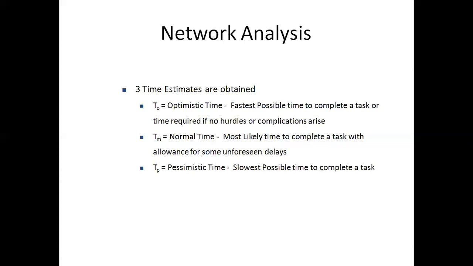The fastest possible time means the person with no hurdles or complications will do it in that time. Hurdles or complications means machine breakdowns, delays, and pessimistic time here means that the machine breakdown and the individual delays will be there.